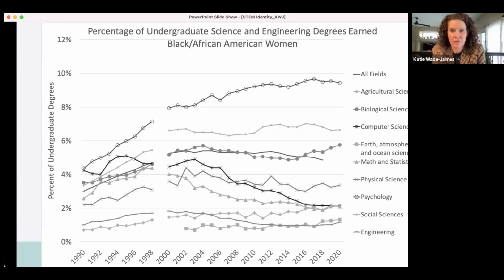All right. The next graph is the same graph, but now we're just looking at Black or African American women. So take about 30 seconds to look over this graph.